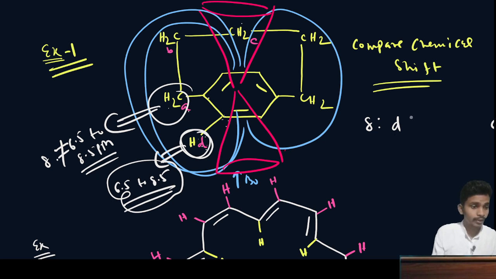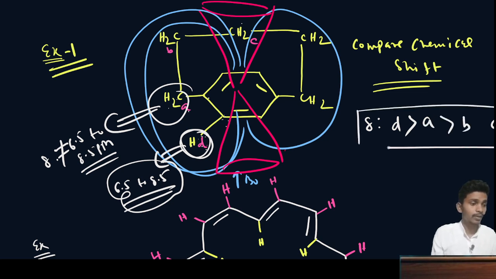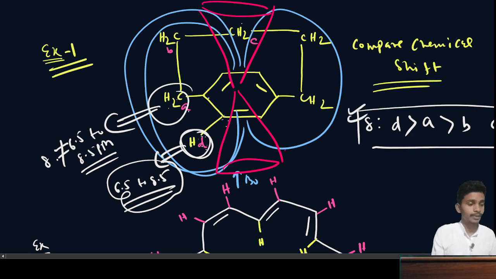After that, this is the benzylic proton, so it comes after the one directly attached to the benzene ring. Then this is A, then we will have B. So this is the order of chemical shift.